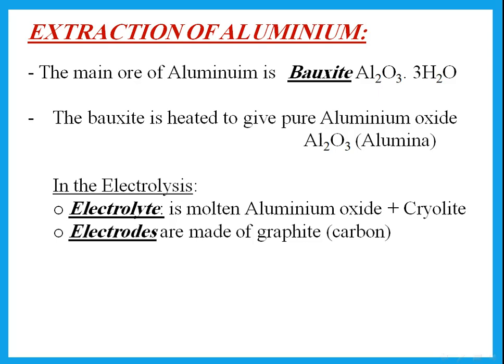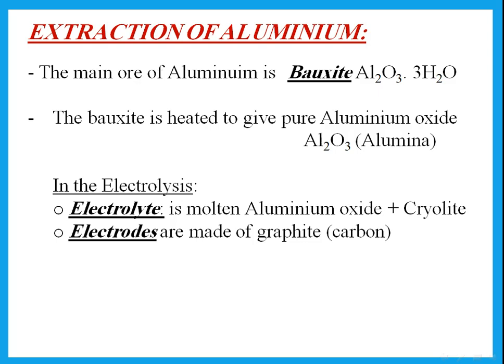Bauxite is a substance that is obtained from raw form in the earth, and bauxite is actually hydrated aluminium oxide. So with this bauxite or hydrated aluminium oxide, the first thing that we do is remove the water. So I heat it in order to get just pure aluminium oxide, which is Al2O3. This is also referred to as alumina. And then I take this and do electrolysis.